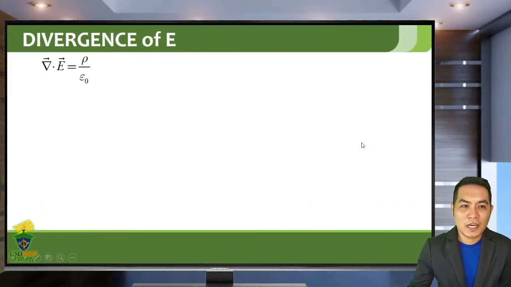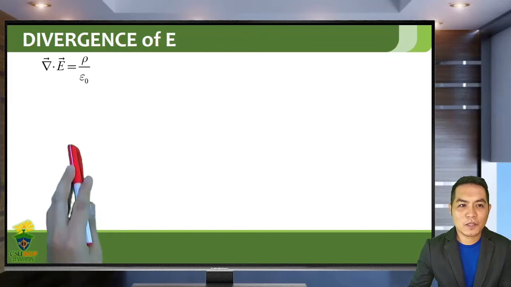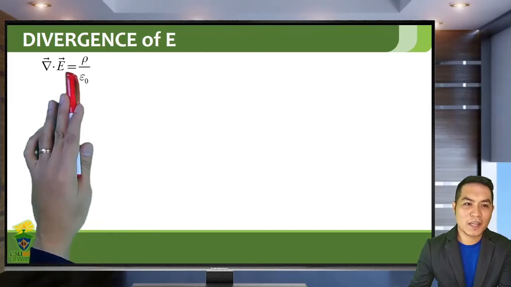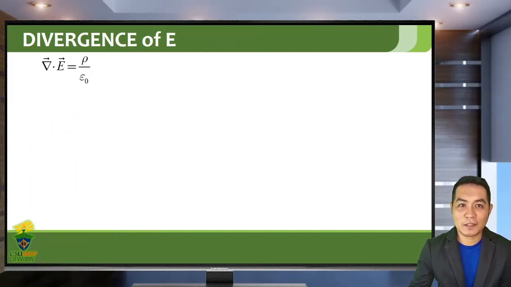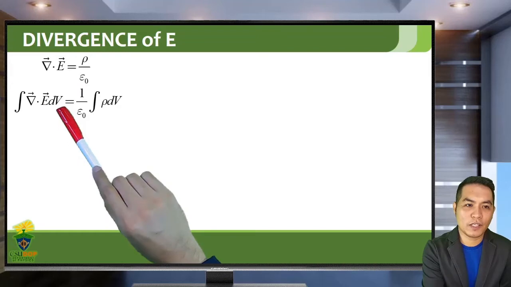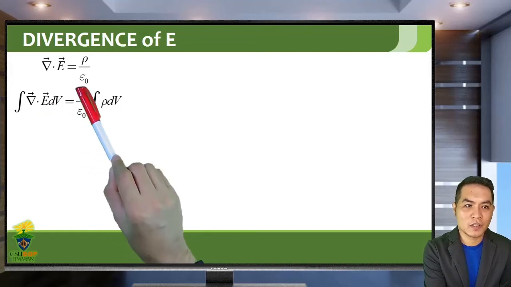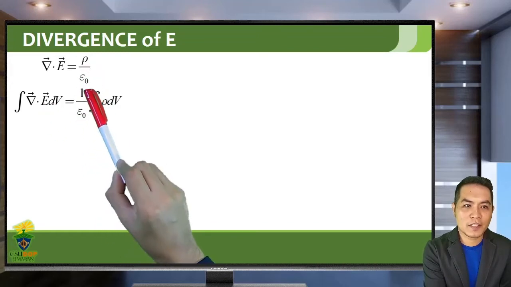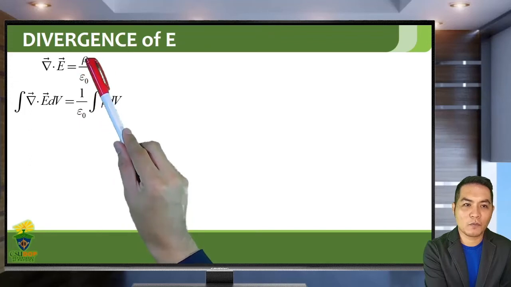Now, this is a simplified version of Gauss law. So del dot E, the divergence of the electric field, is just rho over epsilon naught, the charge distribution. Now, what if we integrate this? Integrate both sides over the volume dV. So epsilon is just a constant. We take it out of the integral. So integral of rho dV.